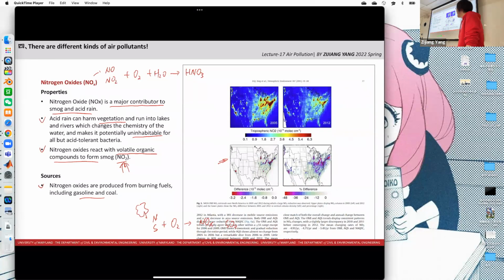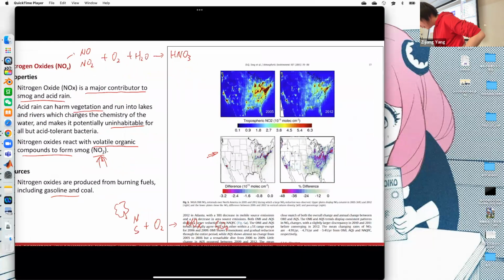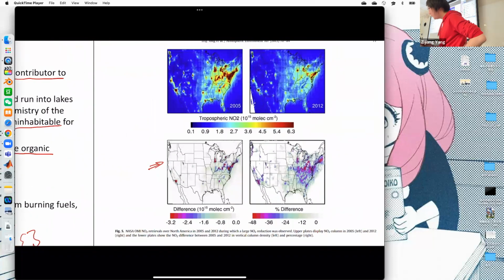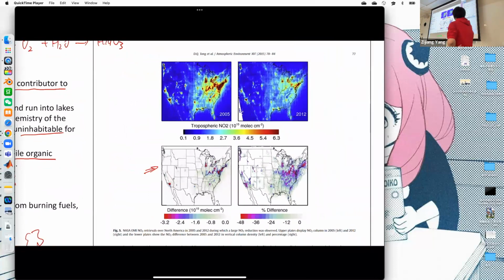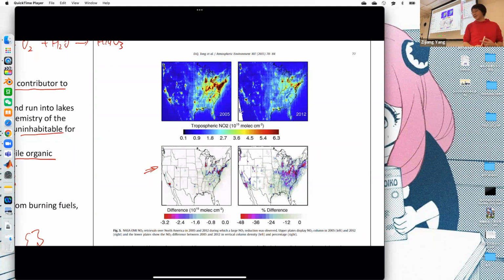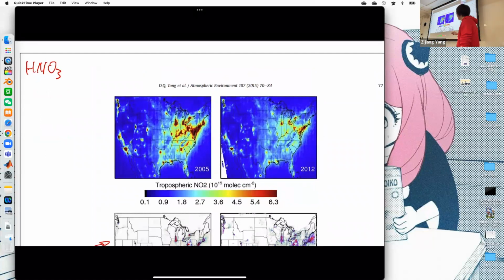And this paper shows the concentration of nitrogen dioxide in the United States. Notice that this is 2005 and this is 2012, so about 10 years ago. From this, we can see that the places that have relatively large concentrations are around the east coast of the United States. And I think Maryland should be something like here.